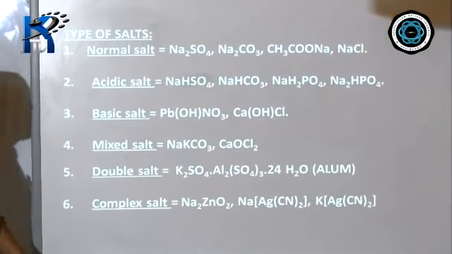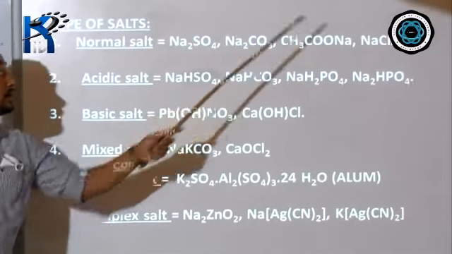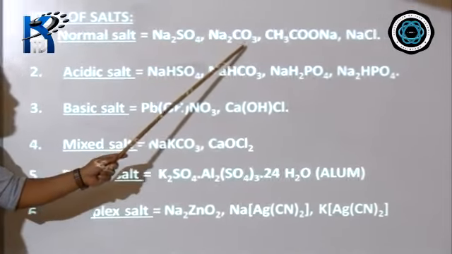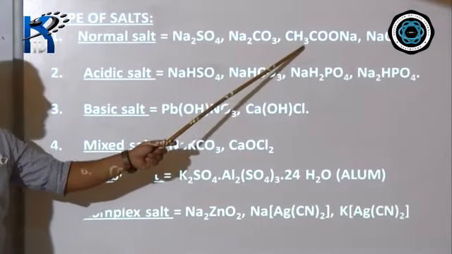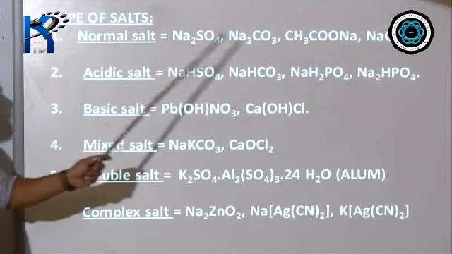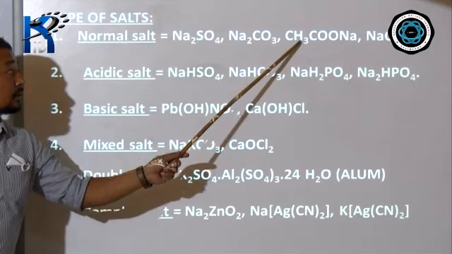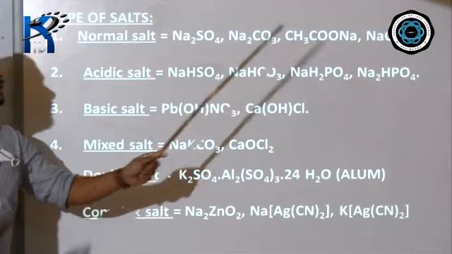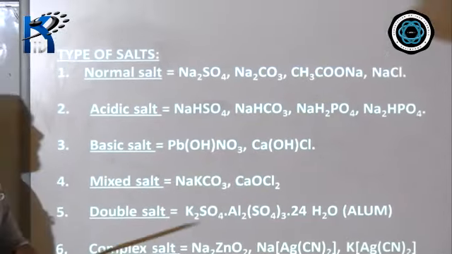So normal salt examples are sodium sulfate, sodium carbonate, sodium acetate and sodium chloride. This is the salt of sulfuric acid, this is the salt of carbonic acid, this is the salt of hydrochloric acid. But if you see acetic acid, students, still hydrogen is there, yet I have called it a normal salt because acetic acid is a monobasic acid, only one H is replaceable by metal. This is not acidic hydrogen, so therefore it comes under normal salt only. So name a normal salt which contains hydrogen, the answer will be sodium acetate or potassium acetate, you can say.